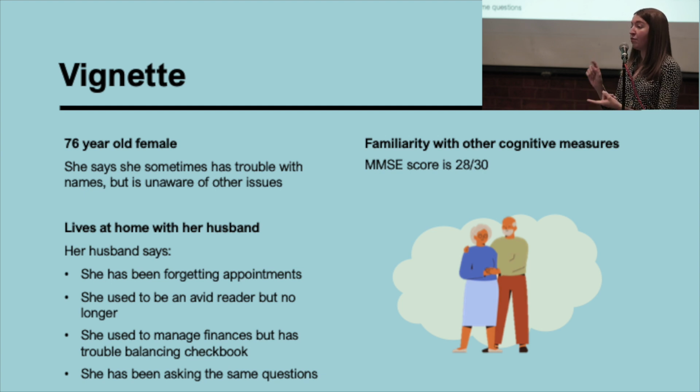He says that she has been forgetting appointments. She used to be an avid reader, but is not any longer. She used to manage finances, but has been having trouble balancing the checkbook. And she's been asking the same questions over and over again.